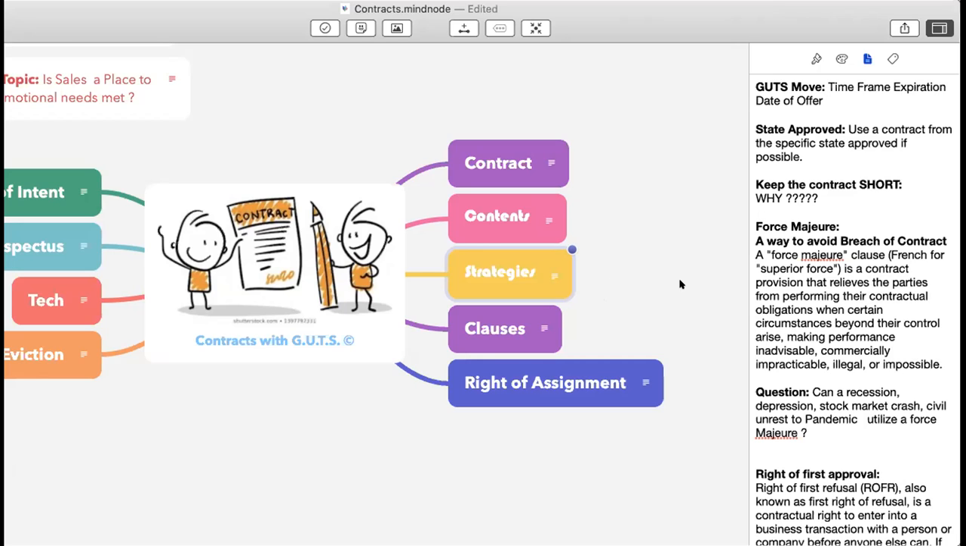Let's talk about strategies here for a moment. A guts move: always use the time frame, the expiration date of the offer. When I was talking to Bill before in that great role play, thank you, Bill, what did I say about the time frame? Always time frame, always. When you make your offers with a contract, specifically say that I want that contract returned, I want it signed on or before this specific date, and use the time too.